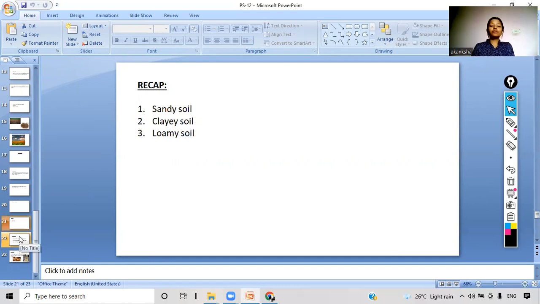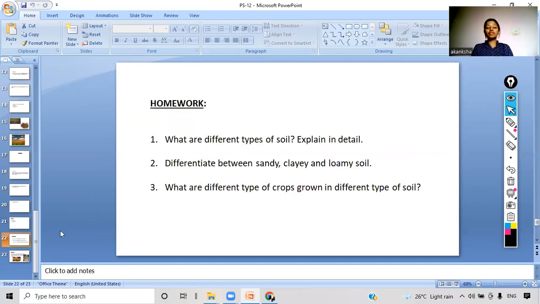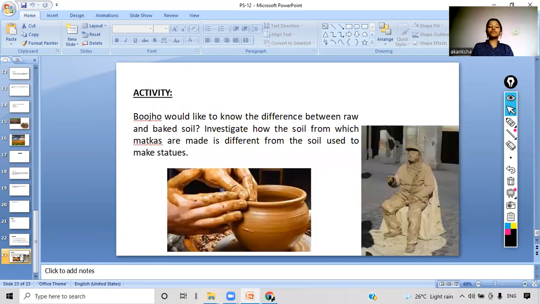Now coming to the homework part. These are the 3 questions that you have to solve, and then there is an activity. You have to perform this activity and then write your observations in the notebook. This is where our lesson today ends, right? If you have any doubt regarding whatever we studied today, you have to write it in the chat box.